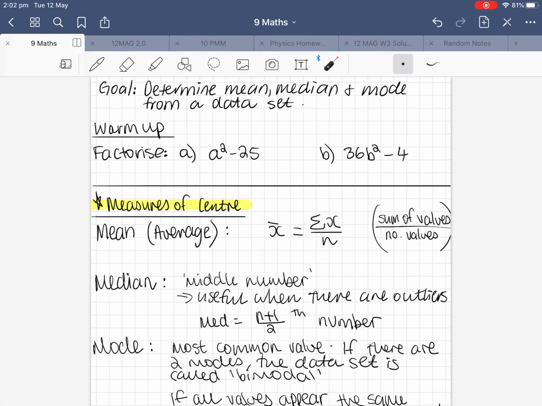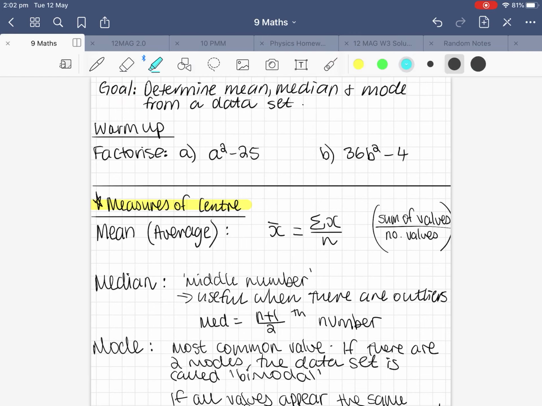Hey everyone, welcome to week 5 where we're taking a little bit of a break from algebra, and today our goal is to determine the mean, median and mode from a data set. So today's lesson should feel like a review from what you have done in year 7 and year 8.